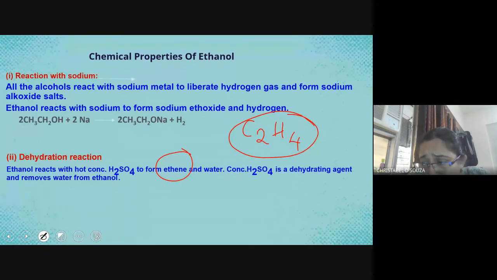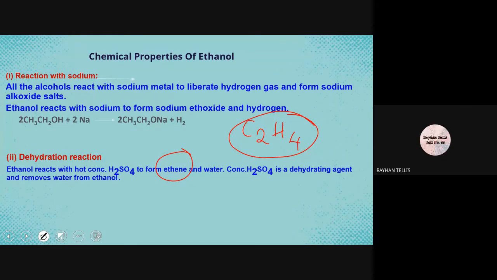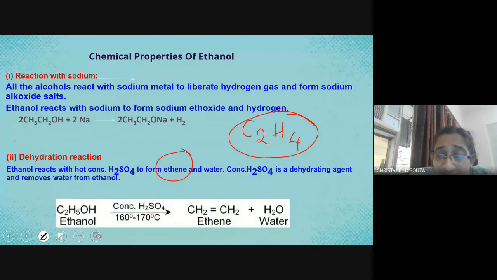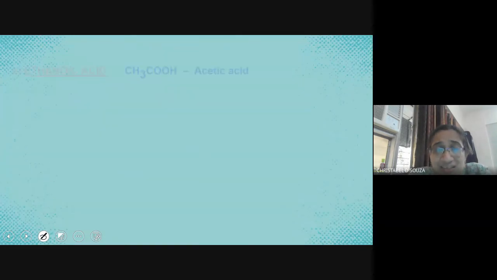Boys, are you with me? Not ethyl, it is ethene. Don't worry, you just learn the IUPAC name. It is known as ethene. So ethanol reacts with concentrated sulfuric acid at 160 to 170 degrees Celsius to form ethene, and the water molecule is removed. Therefore, it is known as the dehydration reaction. Please understand the reaction.